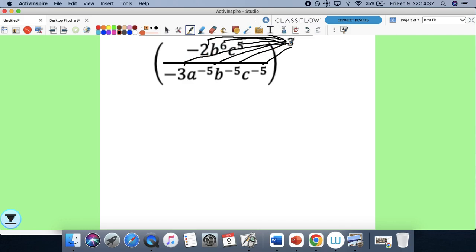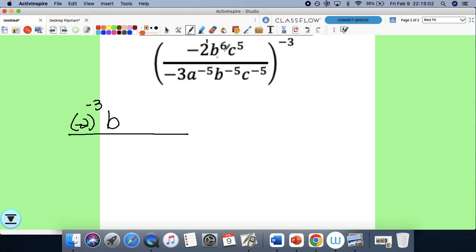So remember, we're raising everything inside the parentheses to the third power. So let's do it one by one. So negative 2, no, leave that over here like this. So actually, I can remove the parentheses. So it's going to be negative 2 to the negative third power, because there's a 1 here.